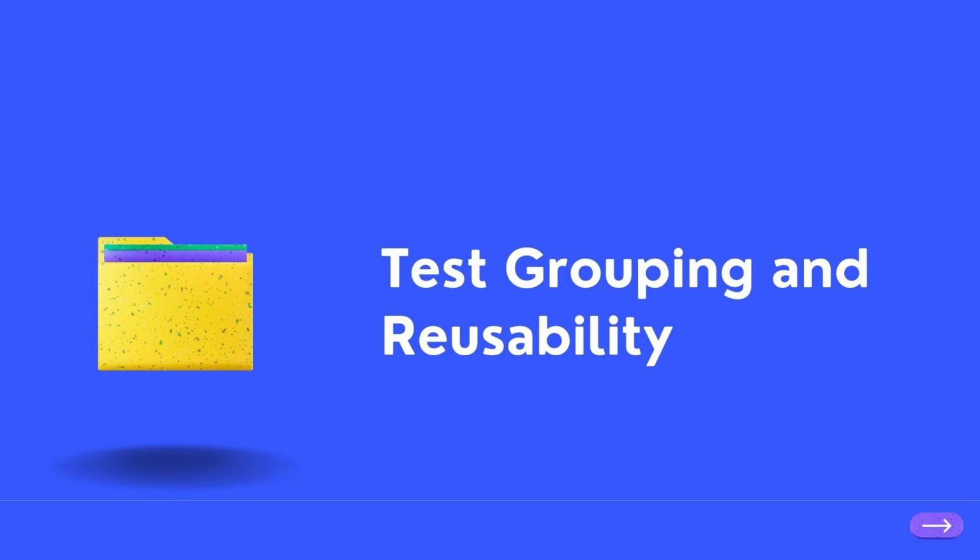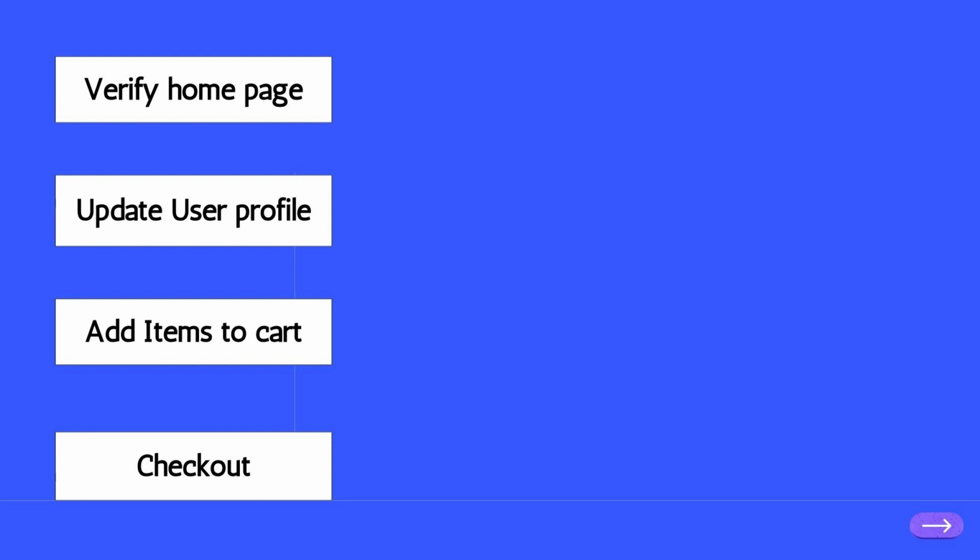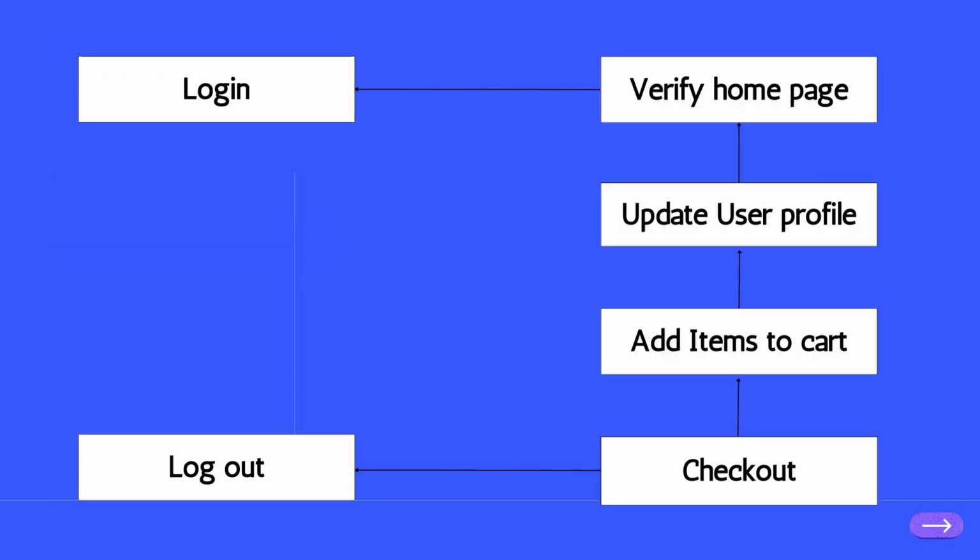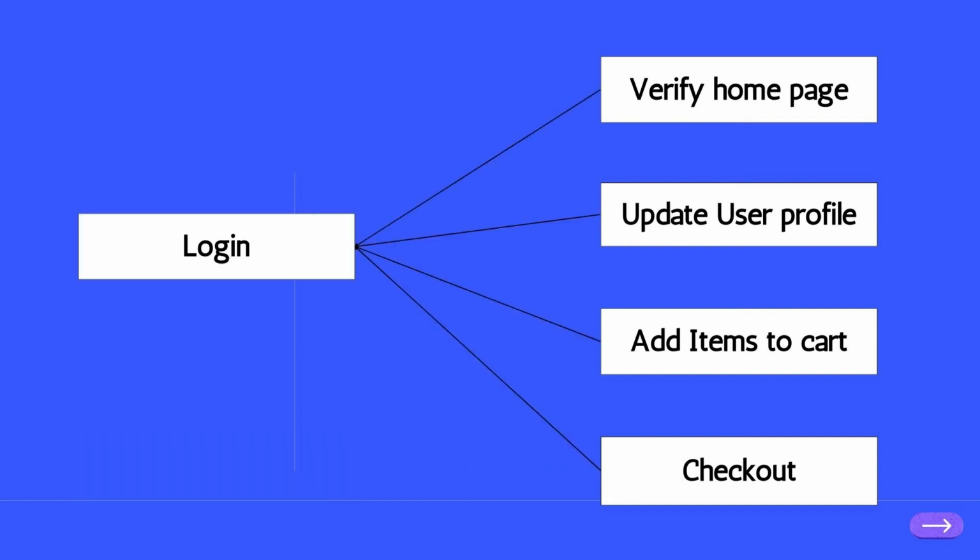For example, in an e-commerce website, a user wants to verify the homepage, maybe update user profile, add items to cart, check out. The user has to log in, perform these scenarios, and log out. So each time a user wants to verify the home page, the user would have to log in. Each time a user wants to add items to cart and check out, the user has to log in. And each time a user wants to update user profile, the user has to log in. You can see how this is common.